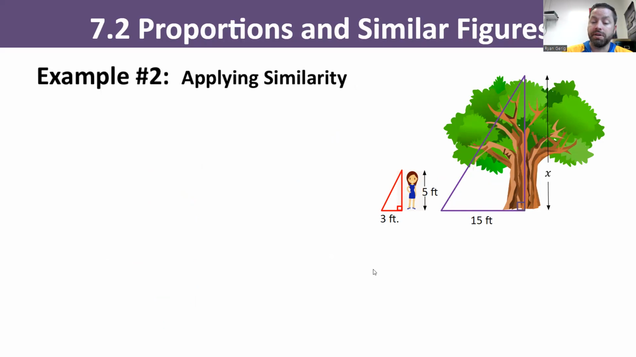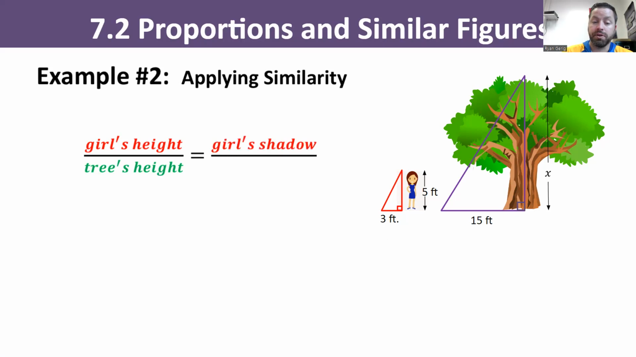Can we use that information to help us find how tall the tree is, knowing that the girl is 5 feet tall? What we can do is set up a proportion that compares the girl's height to the tree's height by using the shadow length. So the girl's shadow length over the tree's shadow, right? Those shadows are coming from the same sun, so we can use that relationship to help us find the height of the tree. The girl's height was 5. The tree's height we didn't know, so that's where the X goes. The girl's shadow was 3 feet long, while the tree's shadow was 15.